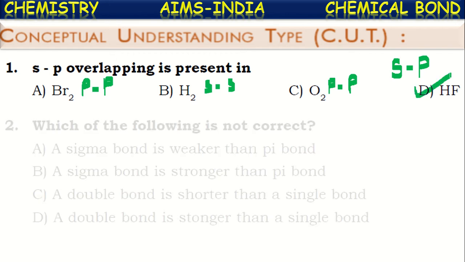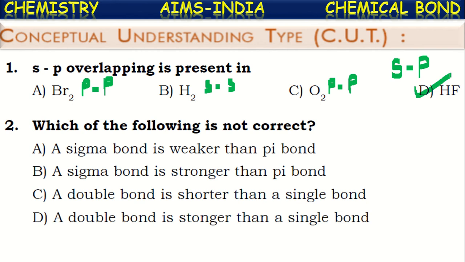Okay, next question. Which of the following is not correct? See here some statements are given. We have to identify which statements are correct or incorrect. Let us find out. See the first one: a sigma bond is weaker than pi bond.